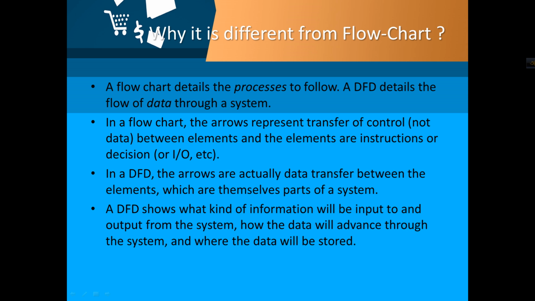In the third point, it says in a DFD the arrows are usually data transfer between the elements which are themselves part of the system. Arrows are actually data transfer between the elements. And the fourth point says the DFD shows what kind of information will be input to and output from the system, how the data will advance through the system and where the data will be stored. In DFD, the user must give some input if it is necessary. The processor or the system will process it and will give an output, and DFD will show it.